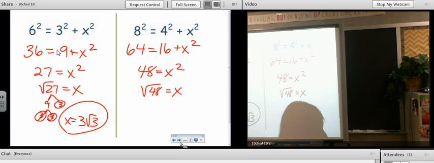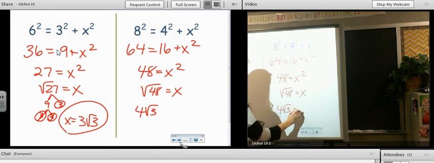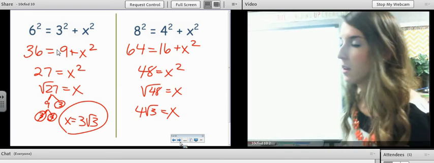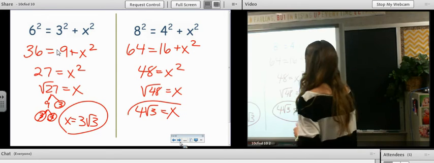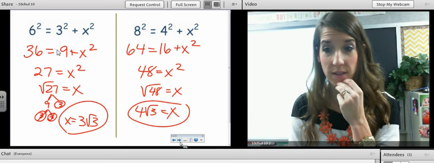48 is 16 times 3. 16 is a perfect square, so I'm going to go straight to 4 root 3 if y'all don't mind. All right, so that is finding the missing side the long way. What do our two answers have in common?